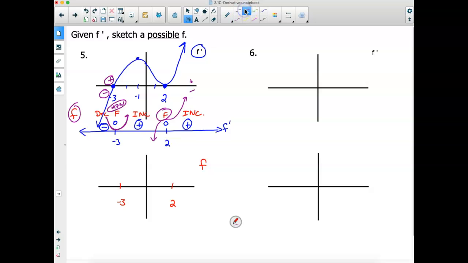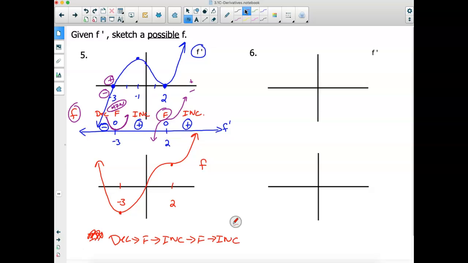Can we draw this little bugger? Well, I think we can. Somewhere at negative 3, I'm going to have a minimum. Somewhere at 2, I'm going to have a flat. So I decrease to flat, increase to flat, and increase again.